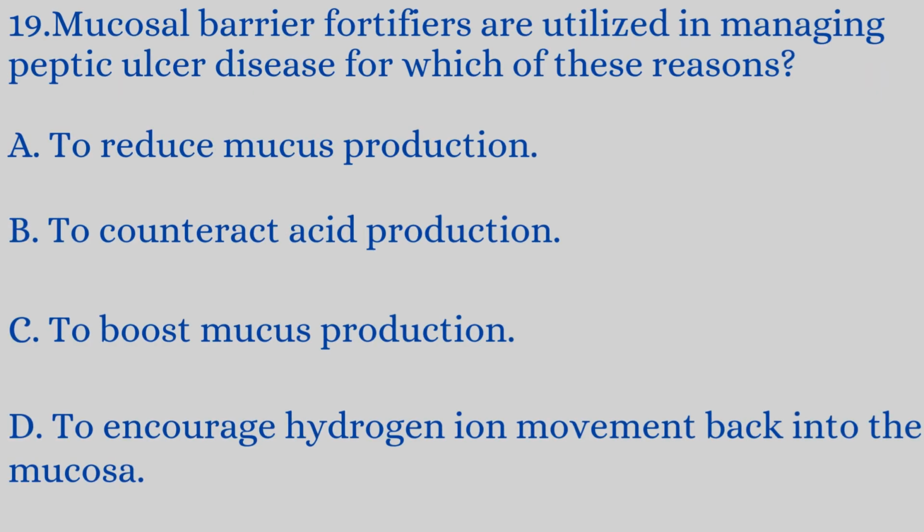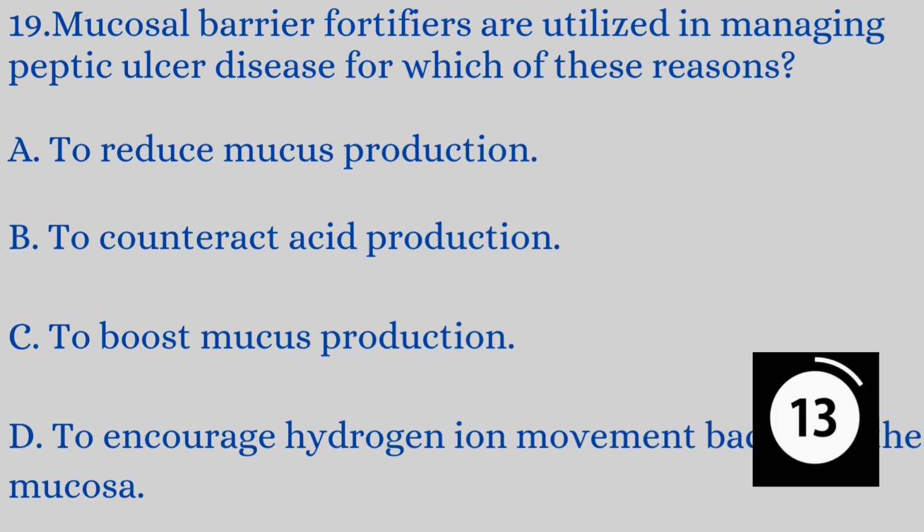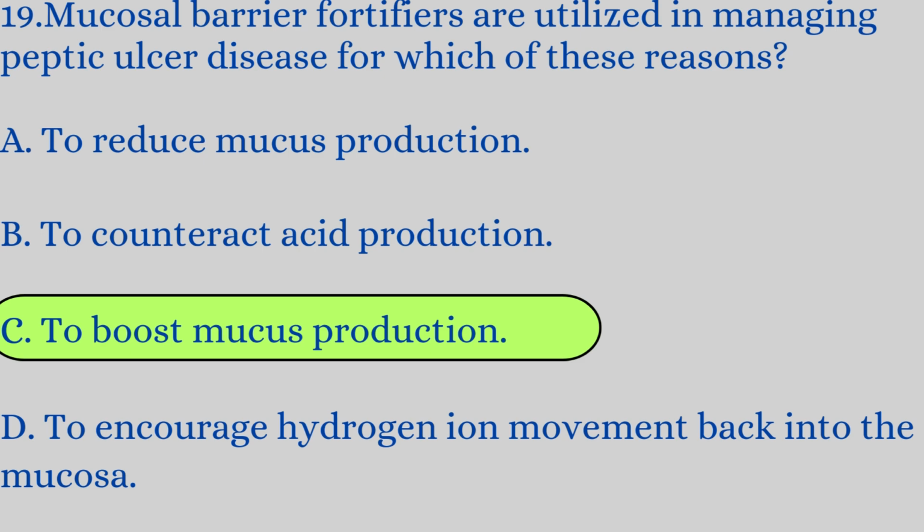19. Mucosal barrier fortifiers are utilized in managing peptic ulcer disease for which of these reasons? A. To reduce mucus production. B. To counteract acid production. C. To boost mucus production. D. To encourage hydrogen ion movement back into the mucosa. The answer is C. To boost mucus production.